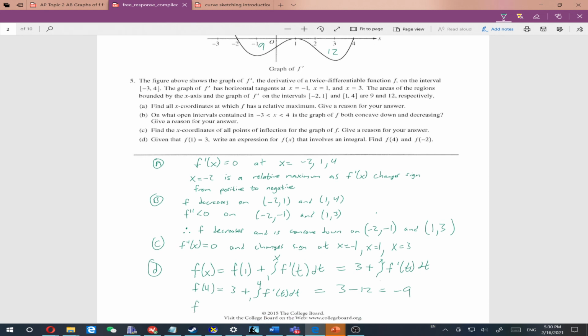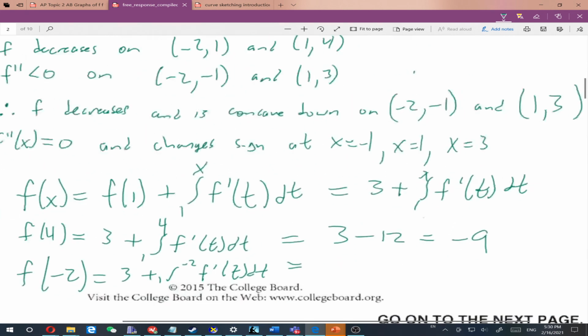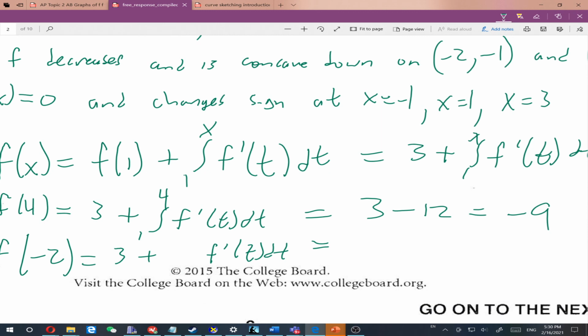Okay, a little bit trickier. I want to go backwards to f of -2. So f of -2 is 3 plus the integral from 1 until -2 of f prime t dt. But now my upper bound and lower bound are swapped. So what do I need to do? Make it negative. It's the same as 3 minus the integral. So we can change our bounds as long as we multiply by -1. So this is the same thing as 3 minus the integral from -2 to 1 of f prime t dt.